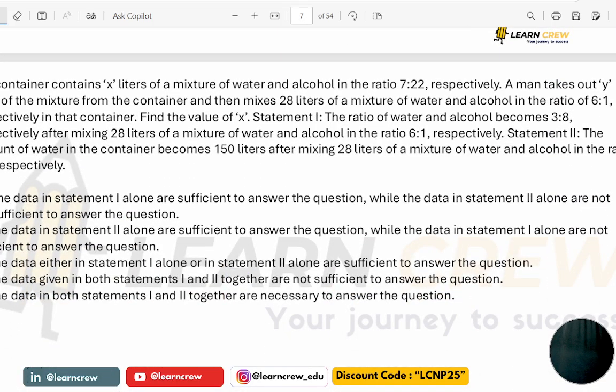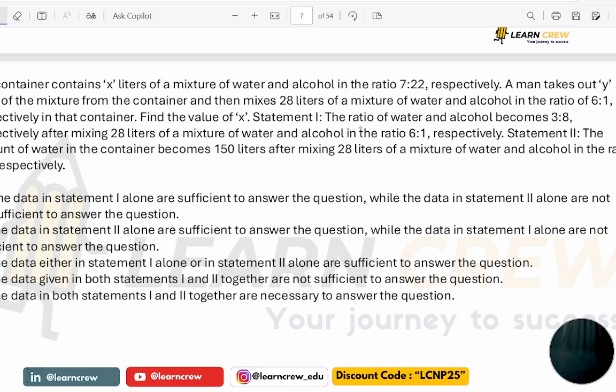Next, a container X contains X liters of mixture of water and alcohol with a ratio 7:22. A man takes out Y liters of mixture from the container and then mixes 28 liters of a mixture of water and alcohol in the ratio 6:1 respectively in the container. Find the value of X.